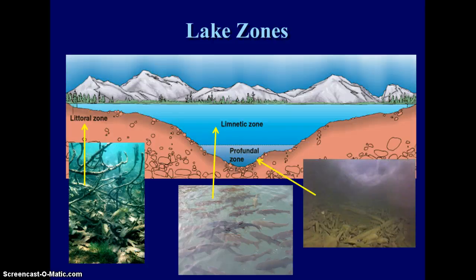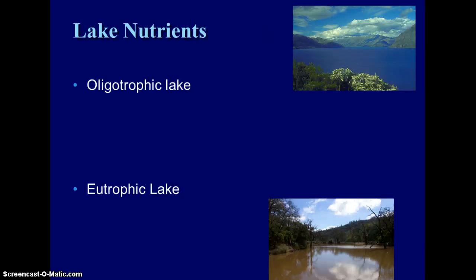And then the deep lake bottom, that's the profundal zone. You're not going to have any vegetation because there's no sunlight. It is high in nutrients because all of the decaying material from the rest of the lake sinks to the bottom.